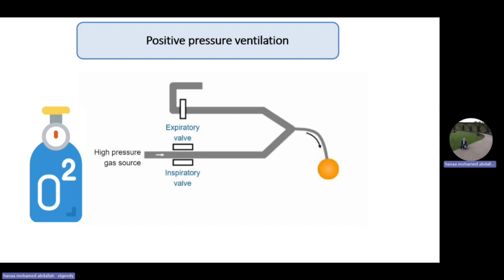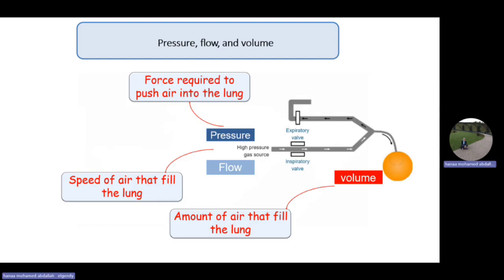So, in positive pressure ventilation, the high pressure gas source will allow the flow of gas through the open inspiratory valve into the respiratory system till inflation of the alveoli. During expiration, the expiratory valve will open and the alveoli will deflate. So the force required to push air into the lung is the pressure, while the speed of air that fills the lung is the flow, and the amount of air that fills the lung is the volume. In pressure control ventilation, we adjust the pressure, and in volume control ventilation, we adjust either the volume or the flow.